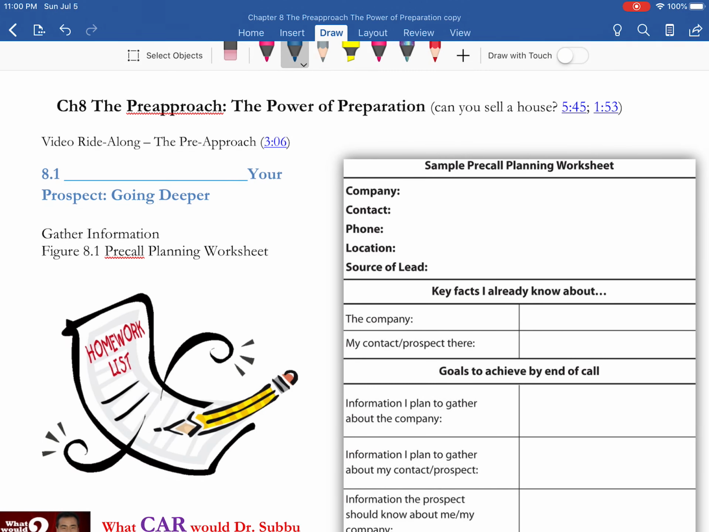Hi guys, welcome to chapter number 8, the pre-approach. Pre-approach is essentially a fancy word for doing the homework, okay? So how do you do the homework on the prospective buyer so that you can make a sale happen?